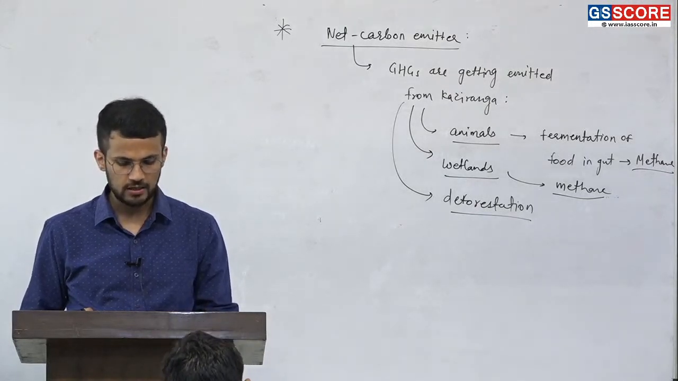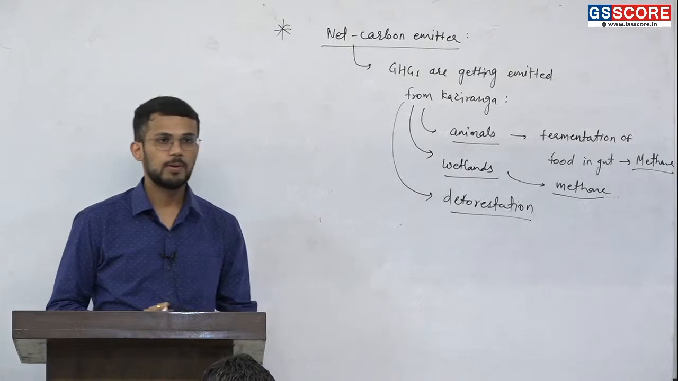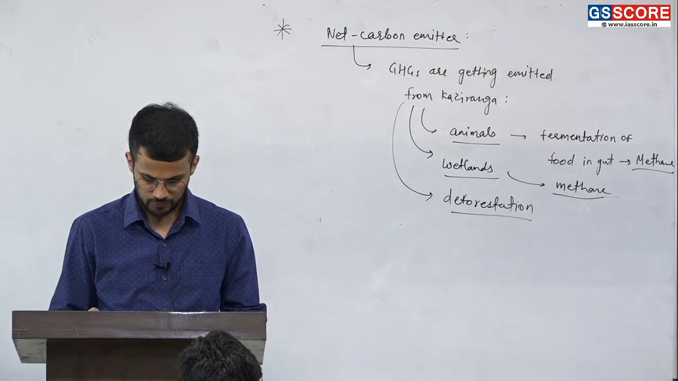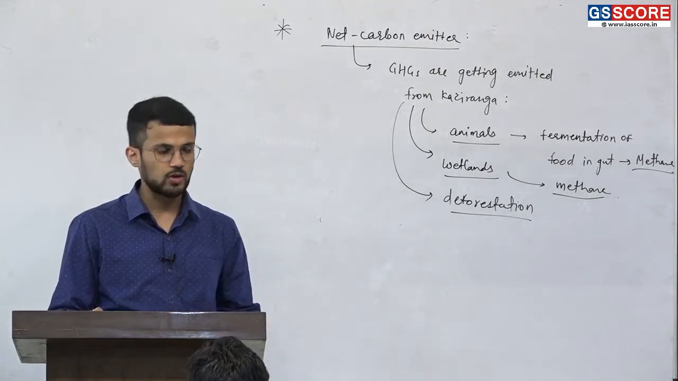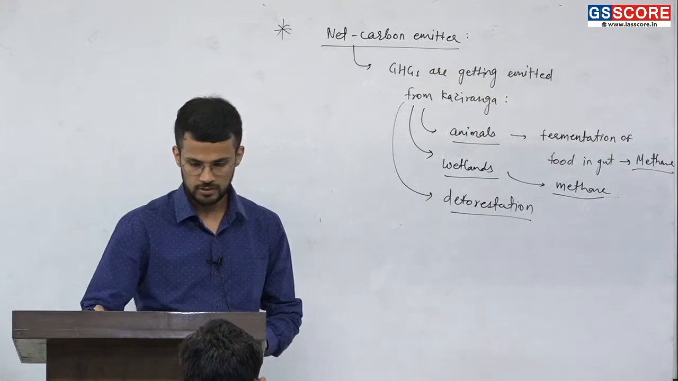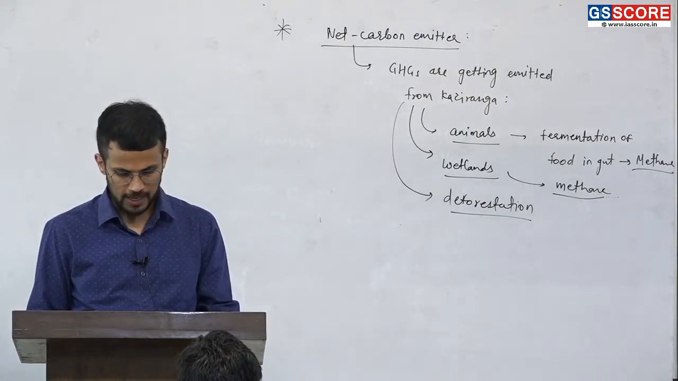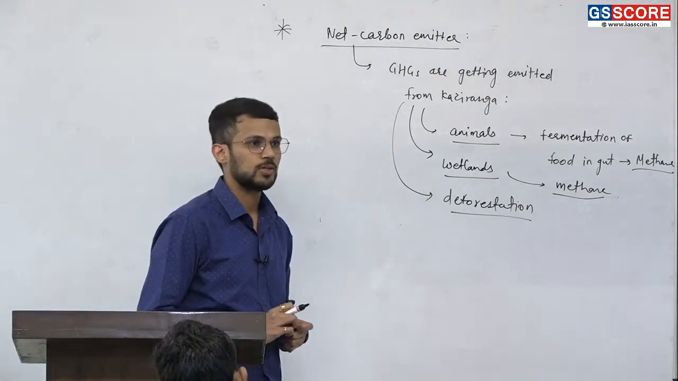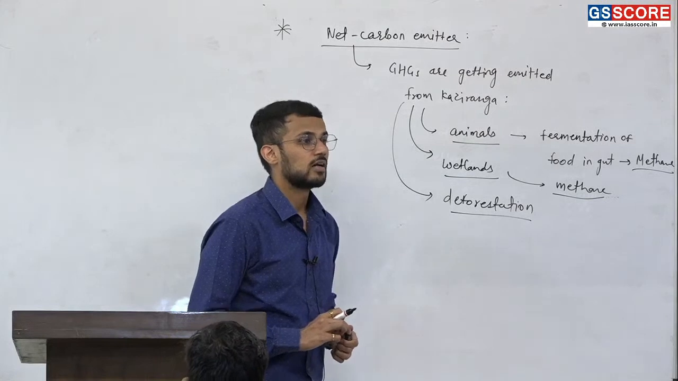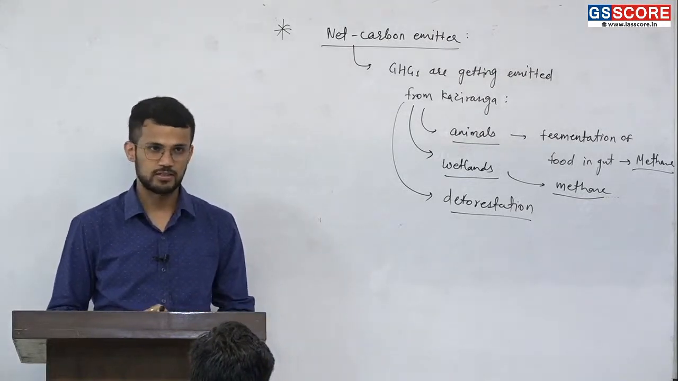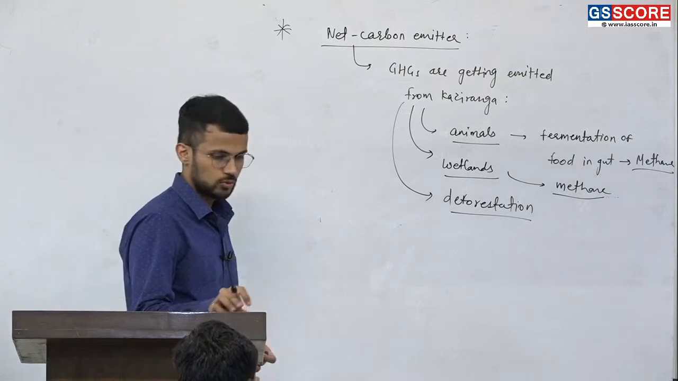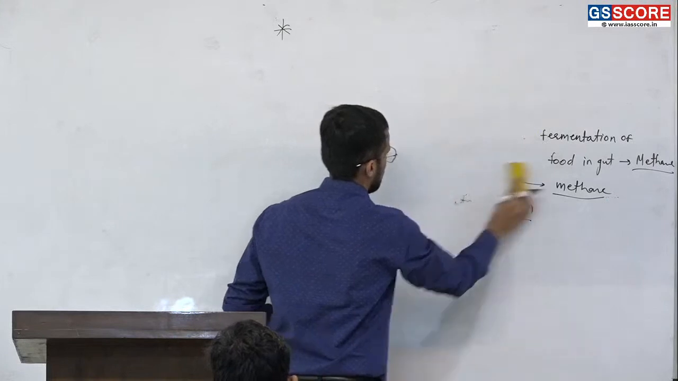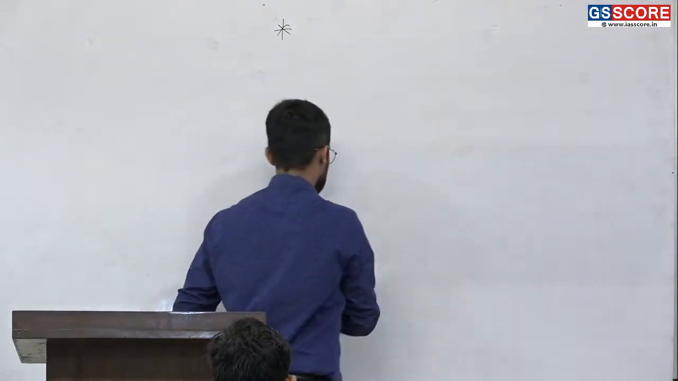Next is Black Sea Biosphere Reserve. So why did it come into news? Because it is getting damaged because of the Russia-Ukraine war. Fine. This Black Sea Biosphere Reserve is not only a part of WNBR, World Network for Biosphere Reserves, it is also a Ramsar site. So let us discuss a few points about WNBR.